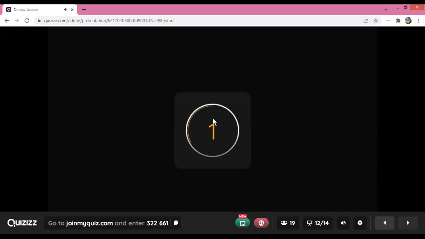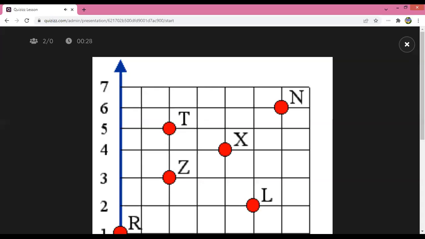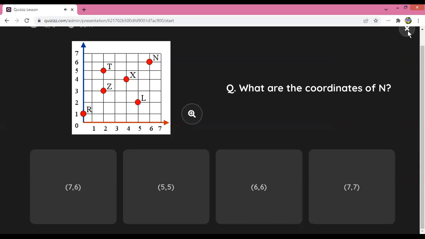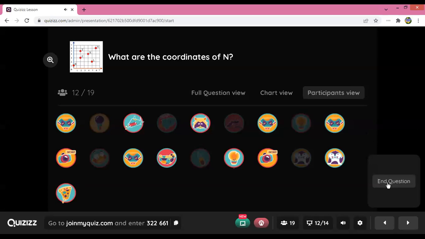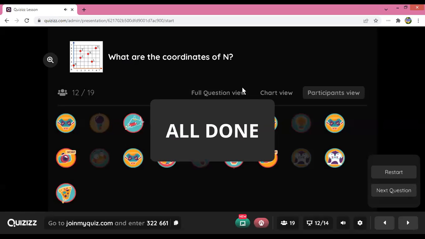What are the coordinates of point N? Start with the x-axis and then the y-axis. What is x and then what is y? 5 more seconds. The answer was 6, 6.